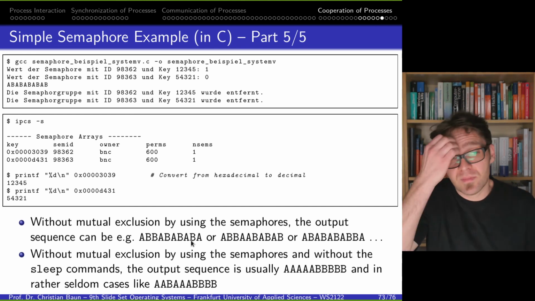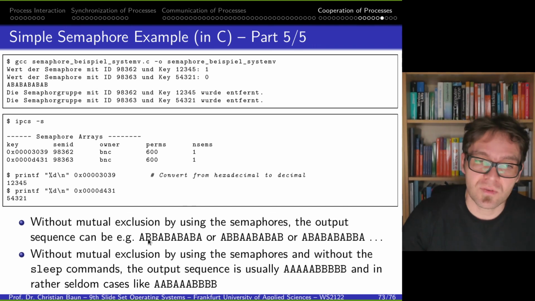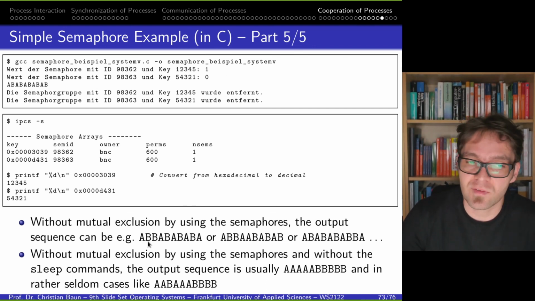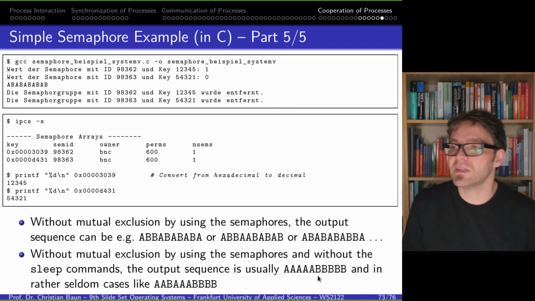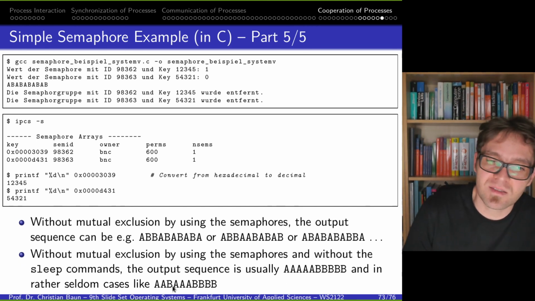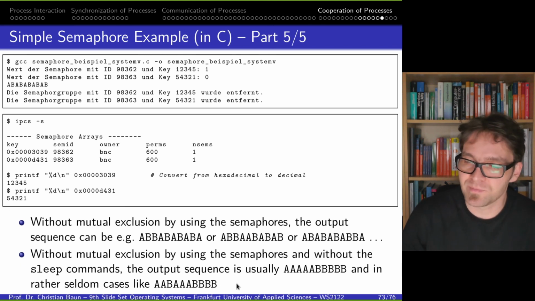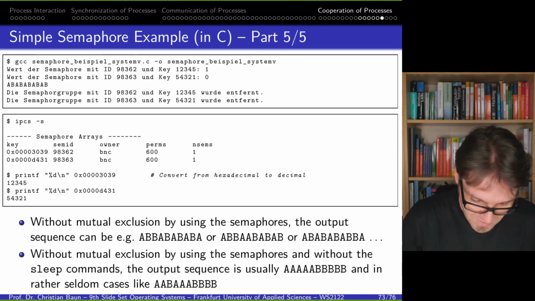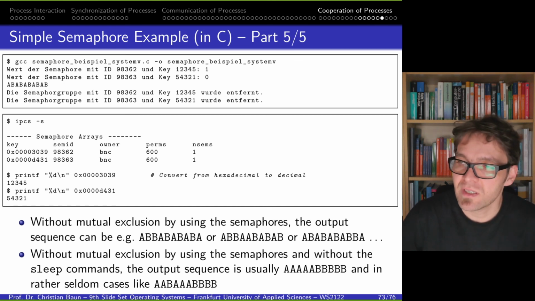Without the mutual exclusion, we would have outputs like this one, with sequences of A's and B's, and without semaphores at all, we would have sequences like this one, depending on the execution order, child first or parent process first. And in seldom cases maybe we could observe the process switching done by the operating system, maybe because of scheduling events.